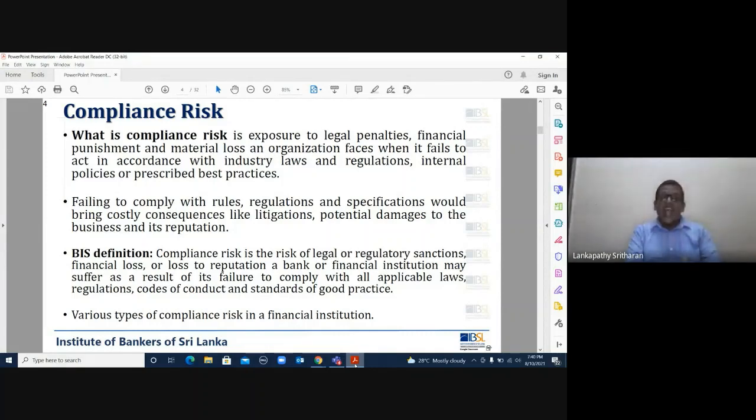Failing to comply with the rules, regulations, and specifications would bring costly consequences like litigation and potential damage to the business and reputation. Actually, reputation is the most important thing, and damage to it may be more severe than financial losses. For example, you may have heard about the Financial Intelligence Unit. It is part of the central bank, under KYC and AML, the anti-money laundering and preventing terrorist financing act.